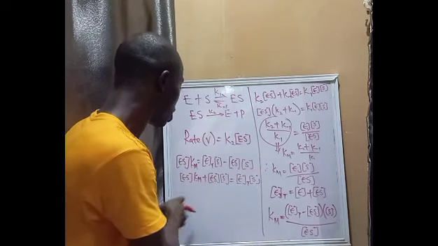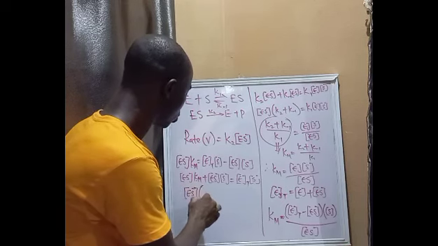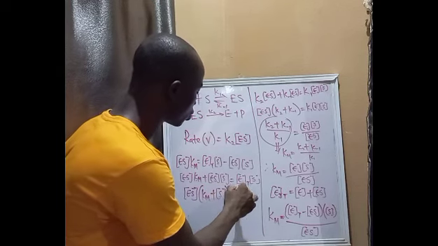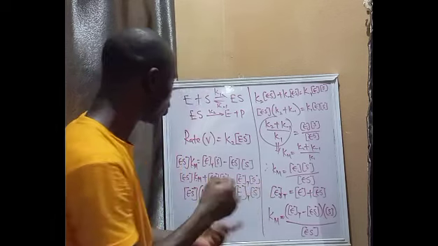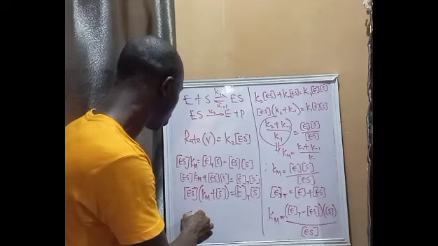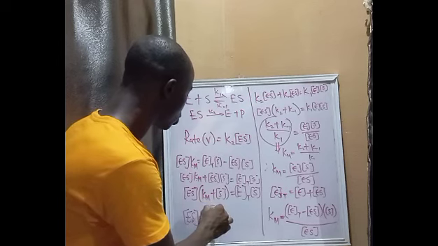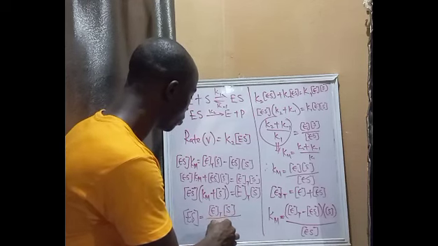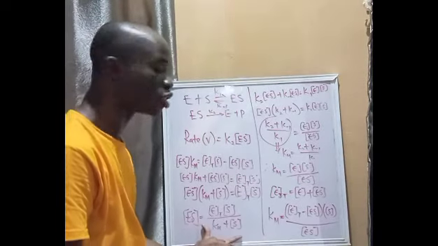And that implies that I could say concentration of ES into bracket Km plus concentration of the substrate equals concentration of the enzyme total, and we have S here. So if I make ES the subject of the formula, that means the concentration of the enzyme-substrate complex will be equal to the concentration of the enzyme total times the concentration of the substrate, all over Km plus the concentration of the substrate. So this is what we have as the expression for this intermediate.